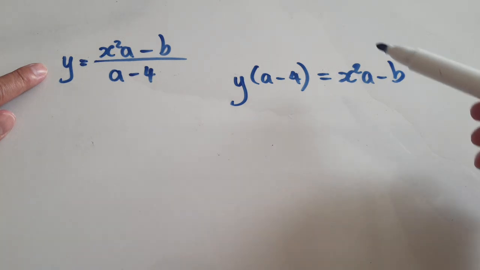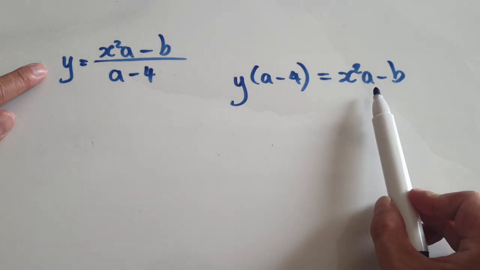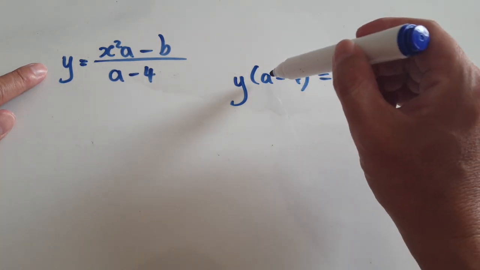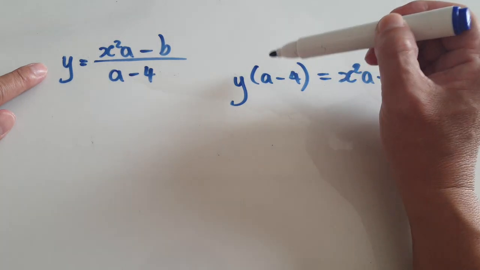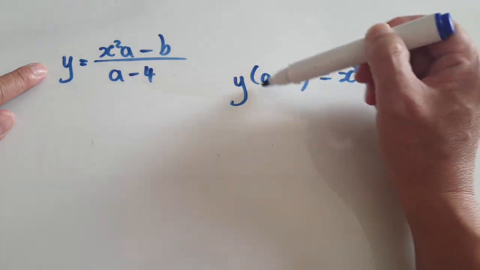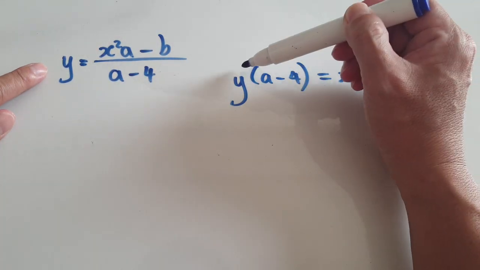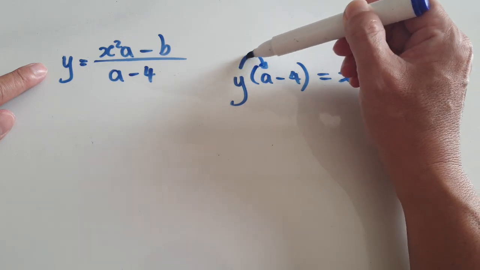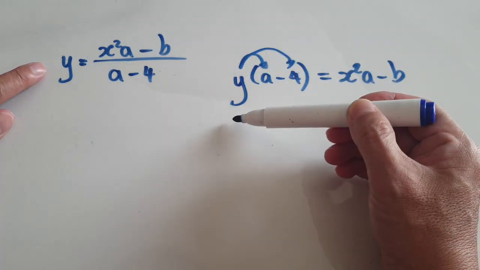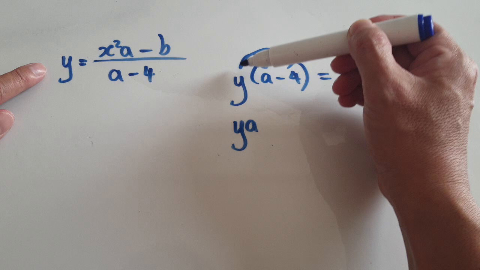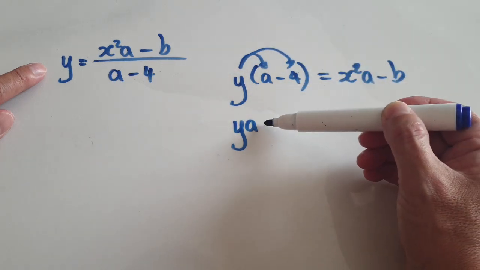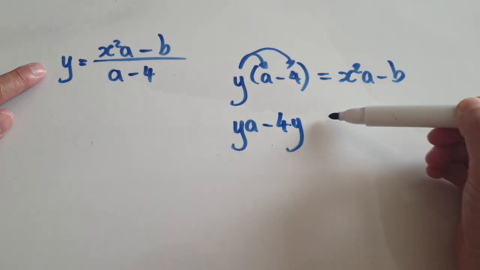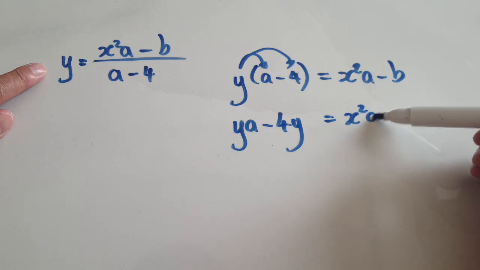And now you're trying to make A the subject. A exists here and here. So try and break up this A here. A exists in this bubble, so break it up. So multiply it out. So y times A would be YA. Y times negative 4 would be negative 4y equals this thing here.